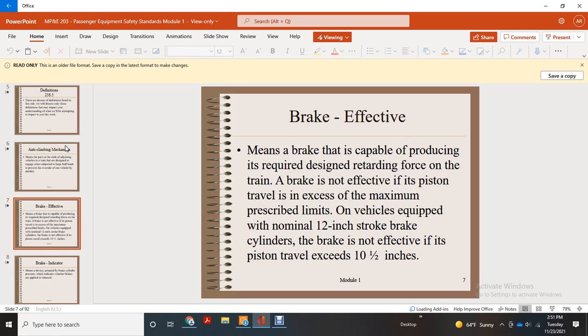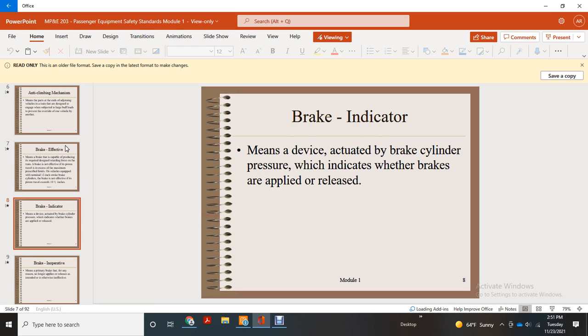Brake, effective, means the brake is capable of producing the required designed retarding force on the train. A brake is not effective if its piston travel exceeds the maximum prescribed limit. On vehicles equipped with nominal 12-inch stroke brake cylinders, the brake is not effective if the piston travel exceeds 10.5 inches. Brake indicator means a device actuated by brake cylinder pressure which indicates whether the brakes are applied or released.